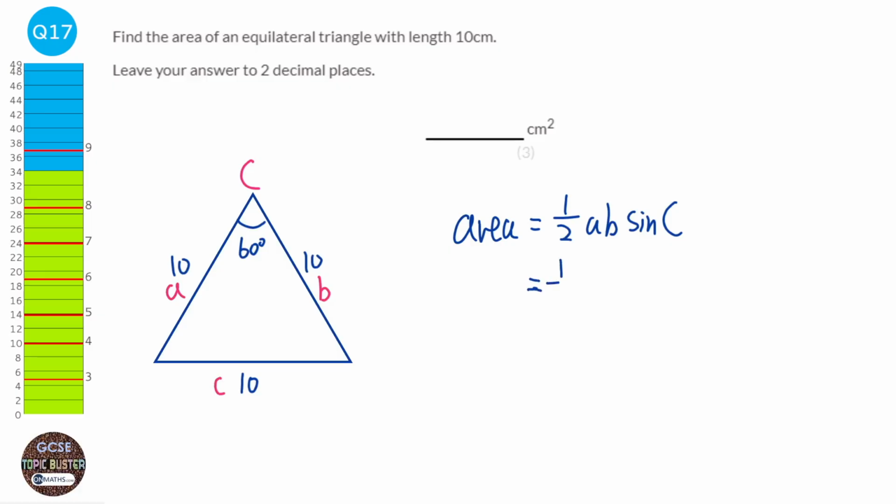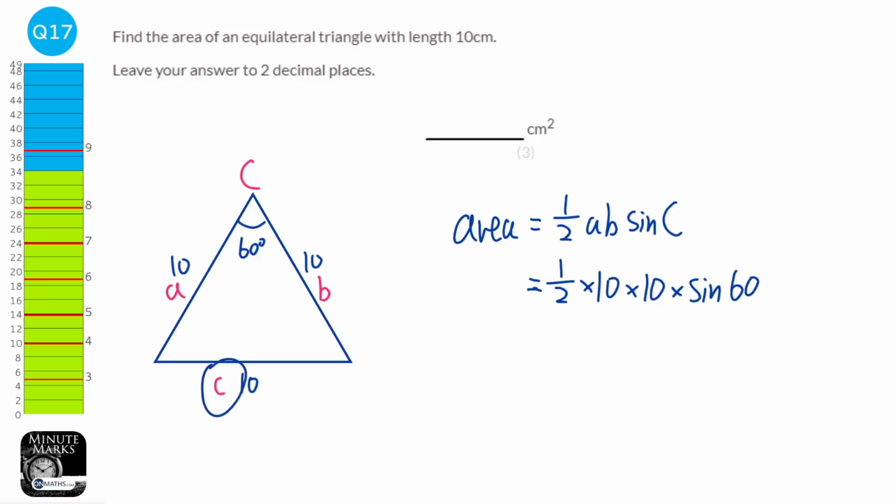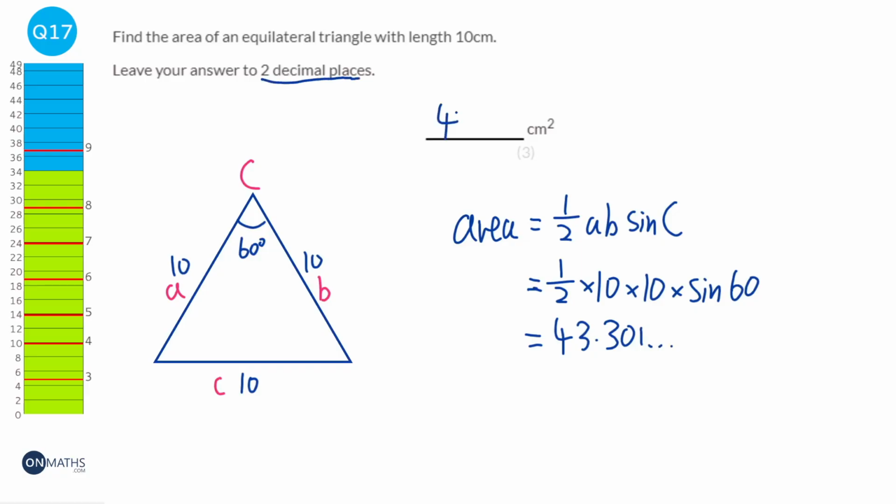So let's put that into our formula. Little a is 10, little b is 10, and sine C, which is 60. So with a, b and c, it doesn't matter what you label A, B and C, as long as the angle is opposite the side with the same letter. The angles are all capital letters, the lengths are all lowercase. Okay, so let's put that into our calculator and we get the answer of 43.301, and so on. It wants it to 2 decimal places, so that is 43.3.